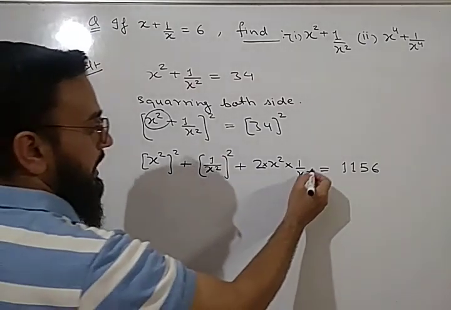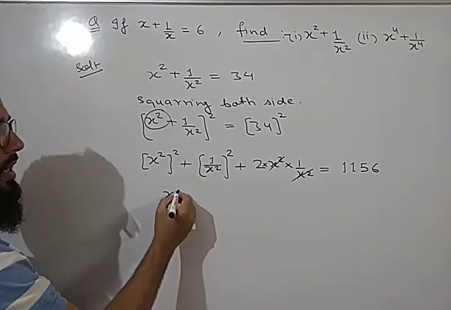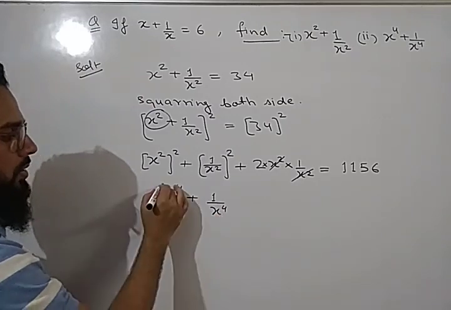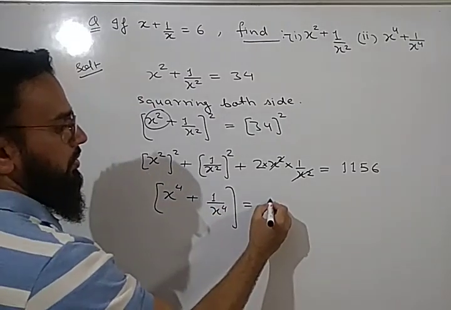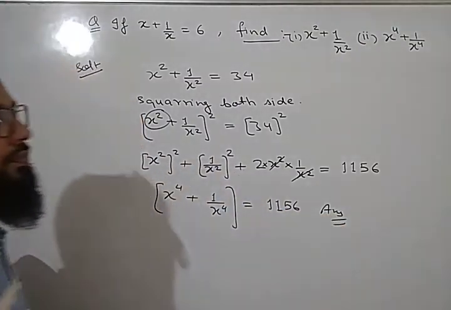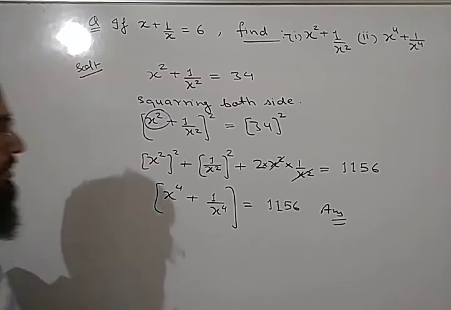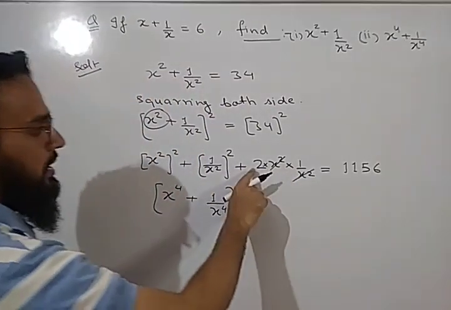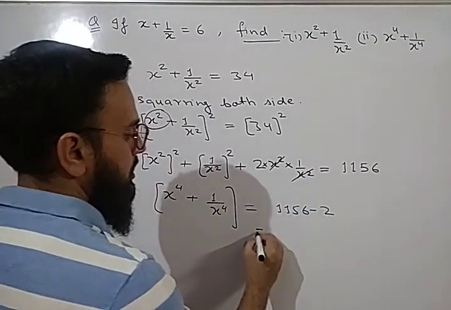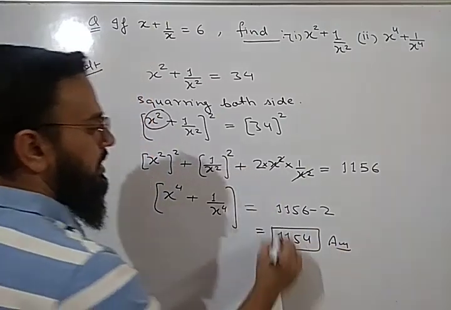Okay. Now this x square and x square will cancel out. So you will get x square to the square, it will be x to the power 4 plus 1 upon x to the power 4, and it will be equal to 1156, and this will be our answer. Sorry, it will not be just 1156. This 2 will be taken to the right hand side, so it will be 1156 minus 2, that will be 1154, and this will be our answer, 1154.